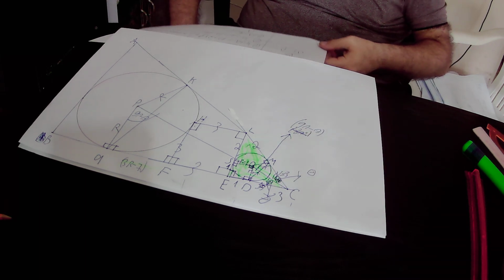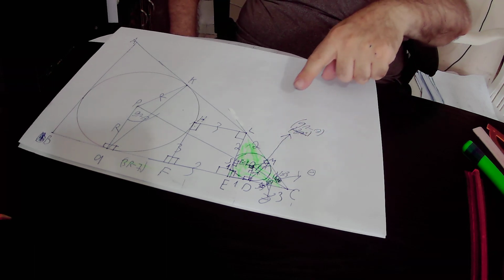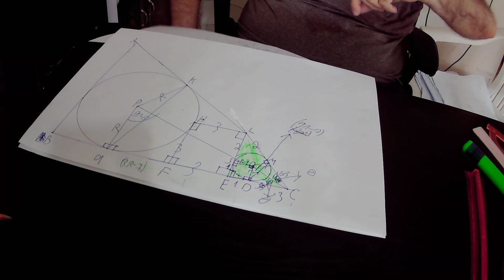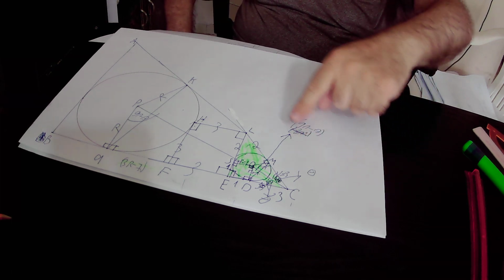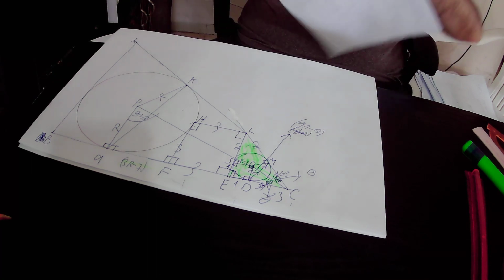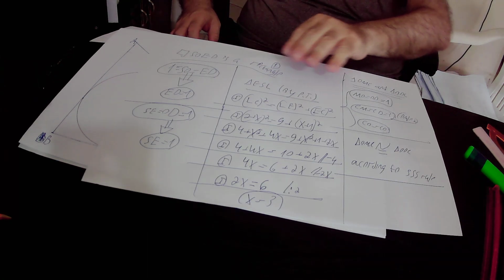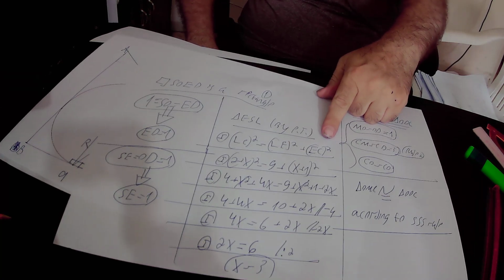Then we applied the Pythagorean theorem on the right green triangle, triangle LEC. According to the Pythagorean theorem, the square of the hypotenuse equals the sum of the squares of the perpendicular sides. That is to say, LC squared equals LE squared plus EC squared. Again, in the right green triangle LEC, LC squared equals LE squared plus EC squared.